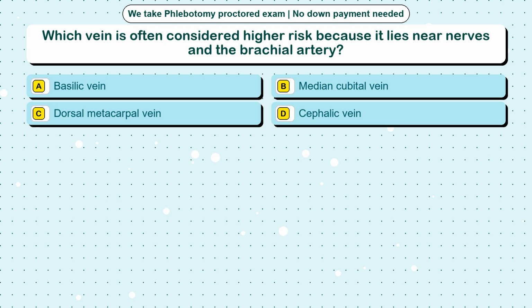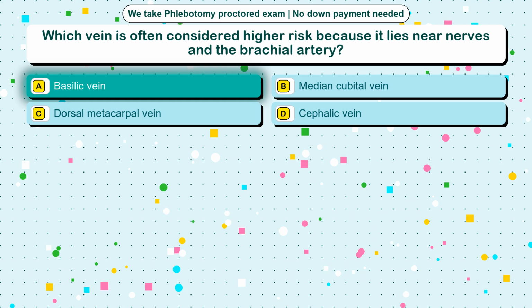Question 24. Which vein is often considered higher risk because it lies near nerves and the brachial artery? Option A, basilic vein. Option B, median cubital vein. Option C, dorsal metacarpal vein. Option D, cephalic vein. The correct answer is option A, basilic vein.